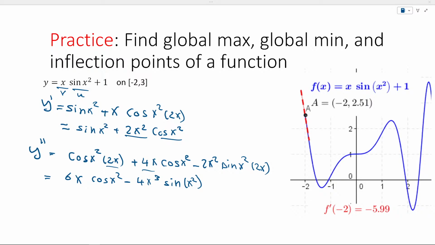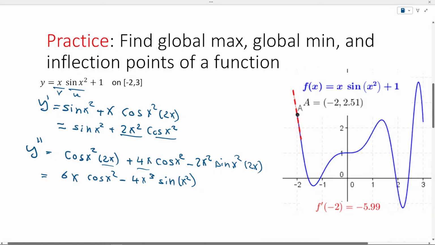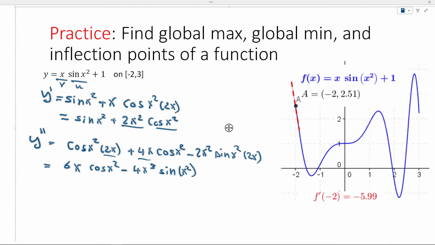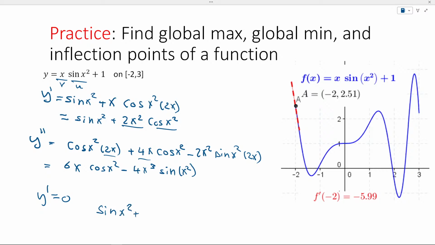So that's my second derivative here. Okay. So now, how can I find the critical points? All the critical points occur where this is equal to 0. So basically, I can say sine x squared plus 2x squared cosine x squared is equal to 0.